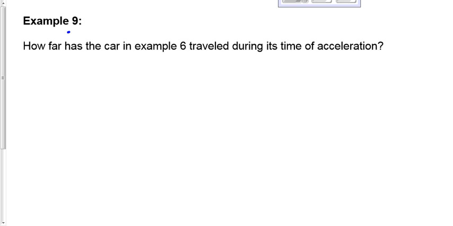Have a look at example number 9 now. This relates to example number 8 that we did yesterday. It says, how far has the car in example number 8 traveled during its time of acceleration? This is acceleration still, so we know it's going to be group B, one of those 5 equations. Let's write down our givens again.